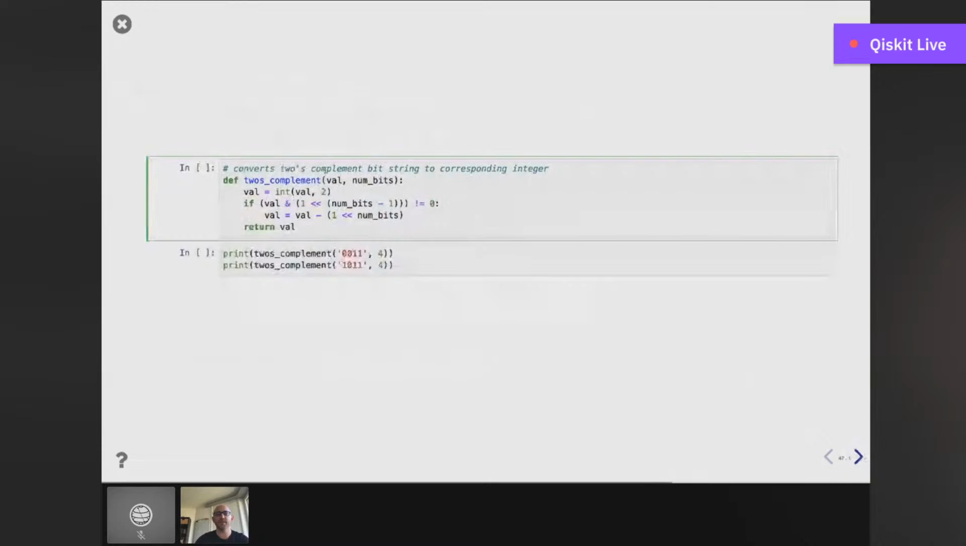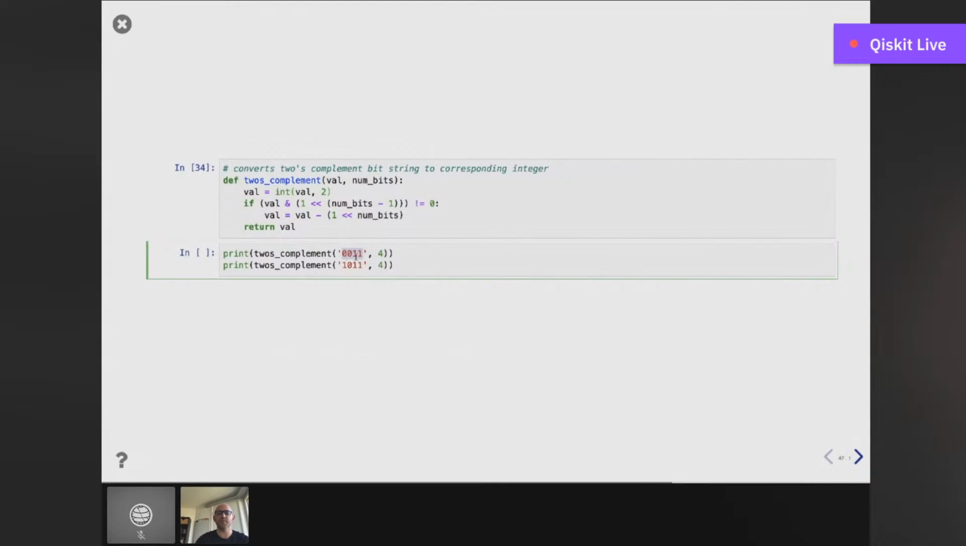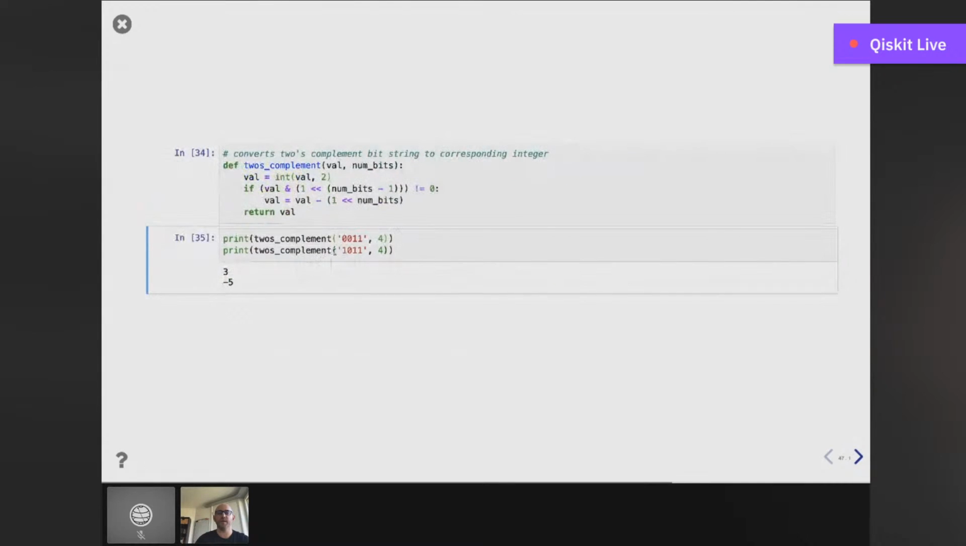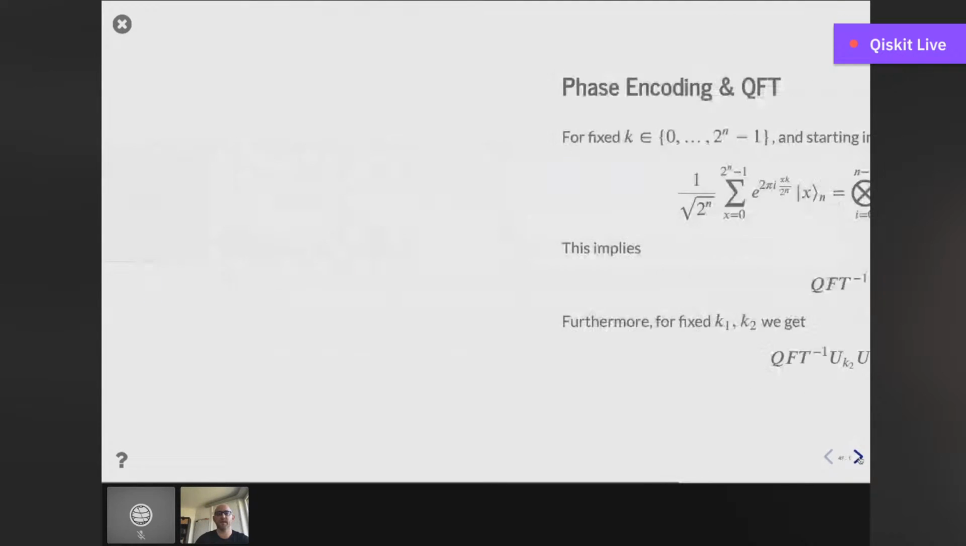So here, just for simplicity, we have a function that does this encoding. It takes a bit string and the number of bits we have in total, and it returns the integer. So here, if we have 0, 0, 1, 1 on 4 bits, we get a 3. And if we have 1, 0, 1, 1 on 4 bits, then we get a -5. So just to illustrate this.